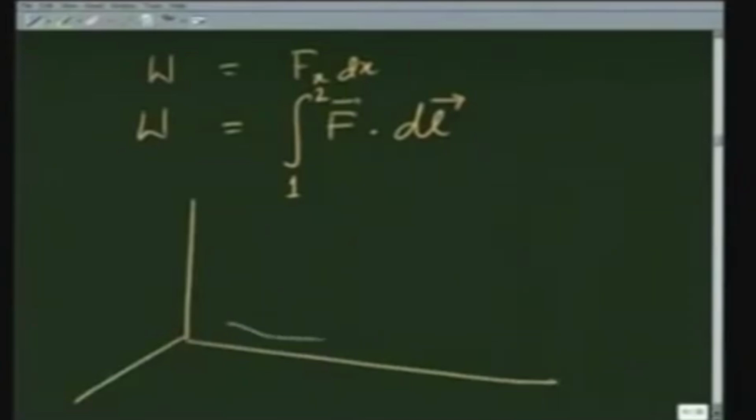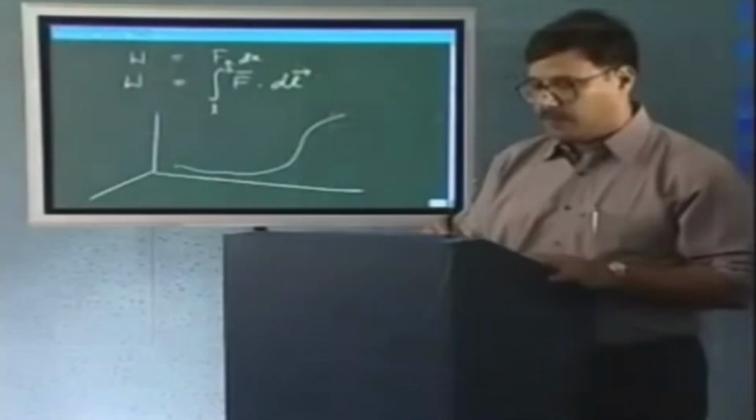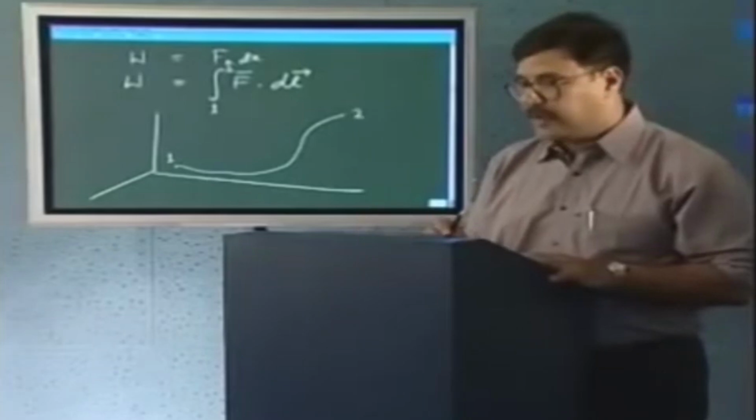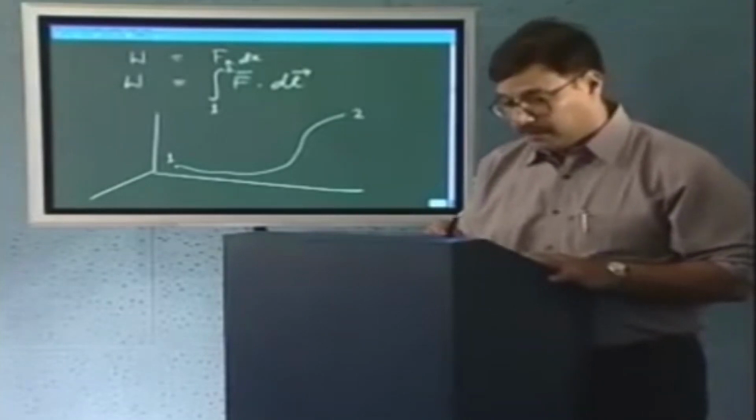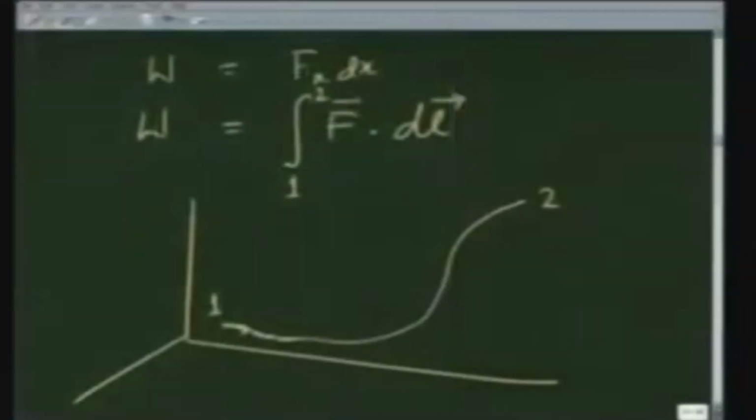Let me explain this. Suppose a particle is moving from one position to some other position, from 1 to 2. I can break this path into small segments of dl each, and for each segment I calculate the work done, which is equal to the force in the direction of that segment times the length of that segment, and integrate. So, that gives me the work done by this force. Notice that I have to then know as to which path I am going over.